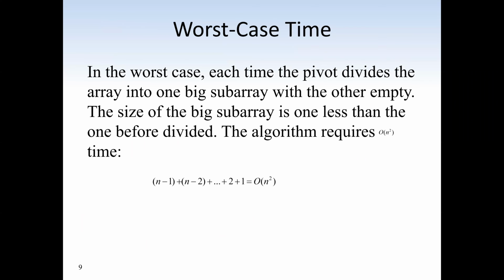That's for quicksort. Now the worst case time: in the worst case, each time the pivot divides the array into one big sub-array with the other empty, and the size of the big sub-array is one less than the one before it was divided. So the algorithm again will require what? Big O N squared. Big O N squared. We do double comparison.